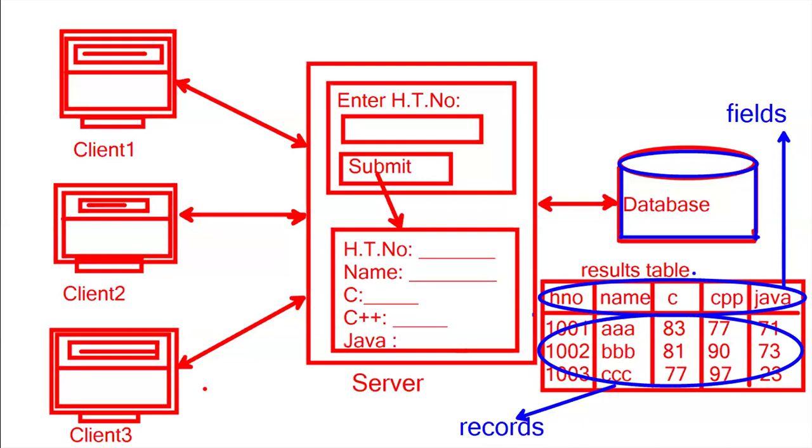In one database, some thousands of tables can be stored. Just assume there is no database software. Then what will happen? Every hall ticket number needs a separate page. Suppose 1 lakh students are there in a university, then 1 lakh pages are required. But now it is one page only, a dynamic page. Whenever a hall ticket number comes, it communicates with the database and brings the data.